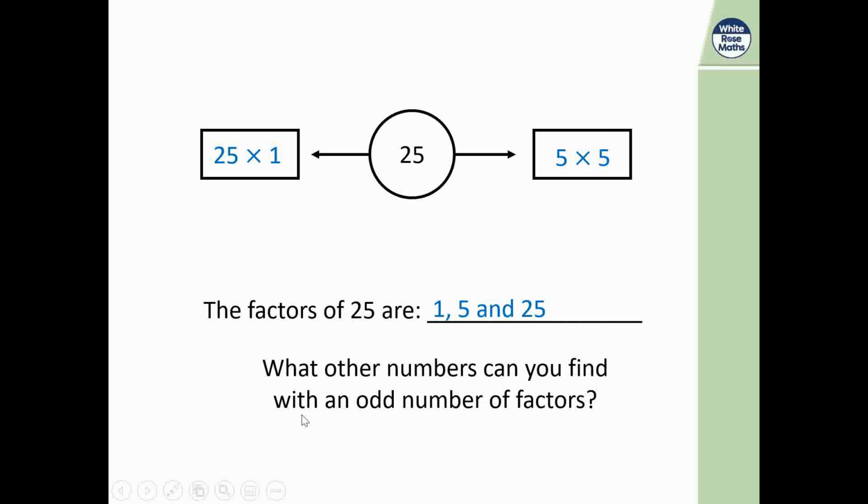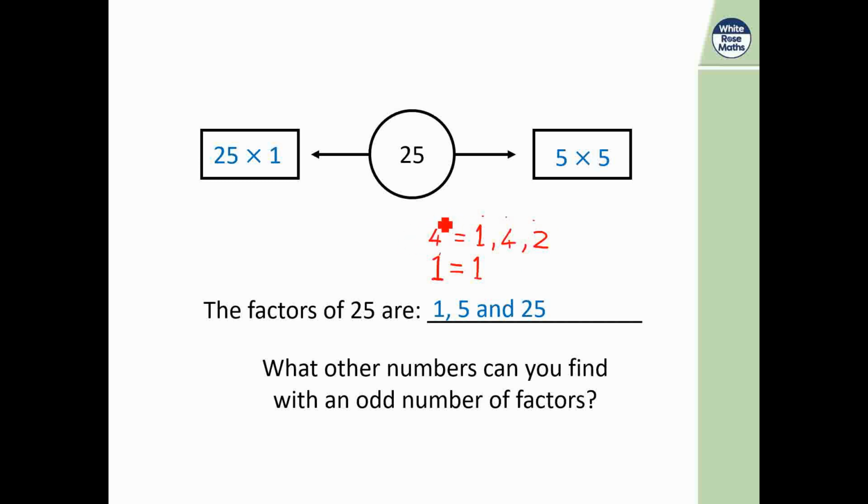Let's see. What other numbers can you find with an odd number of factors? Well, we just did some numbers. Can you remember them? What numbers did I show you which have an odd number of factors? There was 1, a number which gives you an odd number of factors because it only has 1 as its factor. Yeah, so that's an odd number, isn't it? Then there is 4, because you have 1 goes into it, 4 goes into it, and 2. Well, that's 3 factors, so that's an odd number.